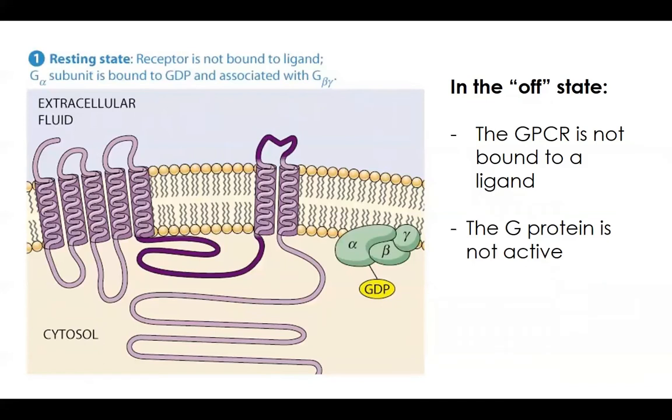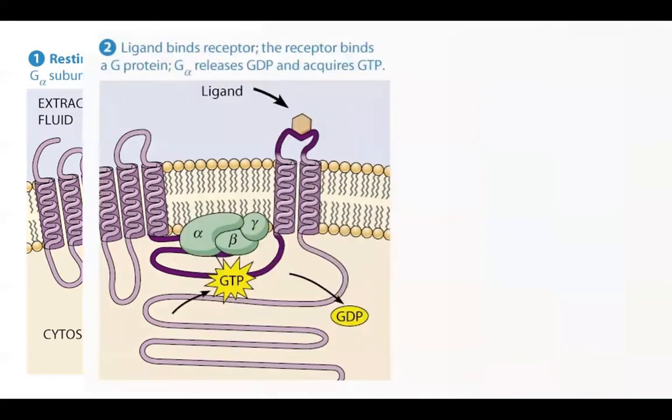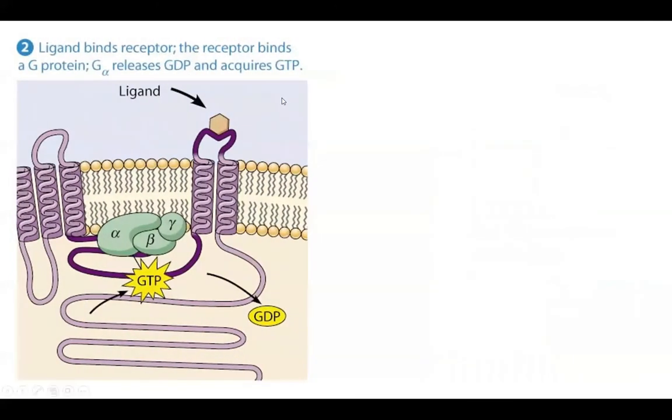The next thing that we can see is that we're going to activate this. So let's bring a ligand in on the next slide. This is panel 2. Here we have our ligand, and again, this can be a lot of different things. I like to use the example of epinephrine just because we've talked about this in lab before, but again, this could be any number of things. Notice now the changes that have happened here.